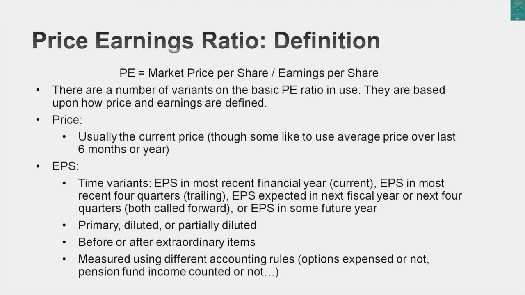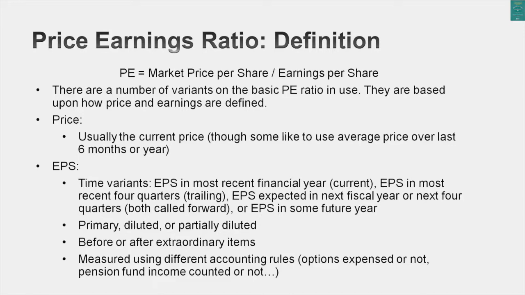And here are the choices. You can divide by earnings per share in the most recent fiscal year. That's called current PE. You can divide by earnings per share in the last four quarters. That's called trailing PE. You can divide by earnings per share expected over the next four quarters. That's forward PE. Or you can divide by earnings per share in the year 2022, which is really, really forward PE. Why would you do that?